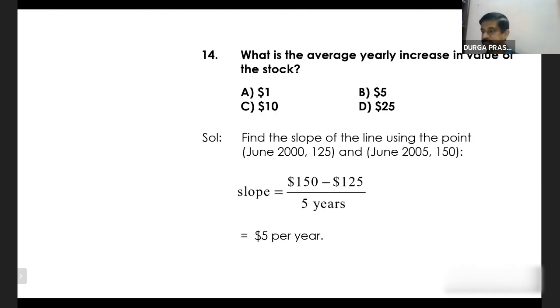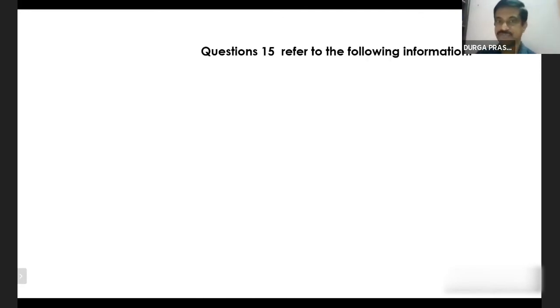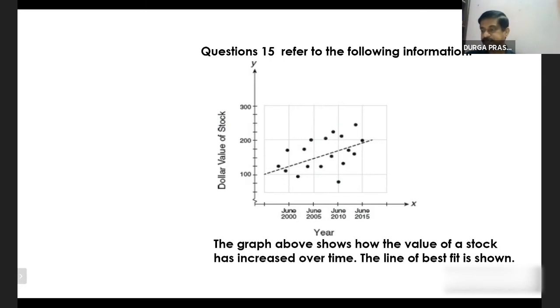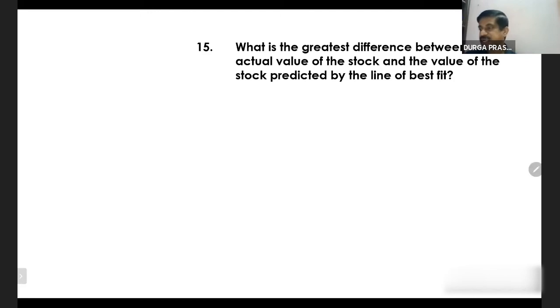Okay, so let us go to the next question. Question 15 refers to the following information. So what is that information that he has given? Again, the same information. So let us see what he's asking. The graph and the data is saying, what is the greatest difference between the actual value of the stock and the value of stock predicted by the line of best fit?